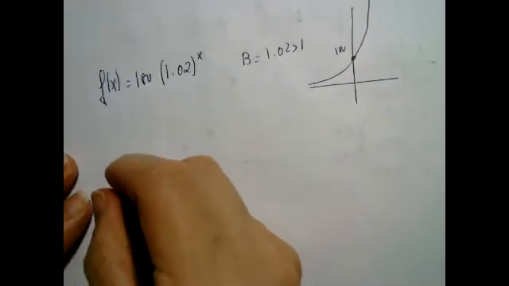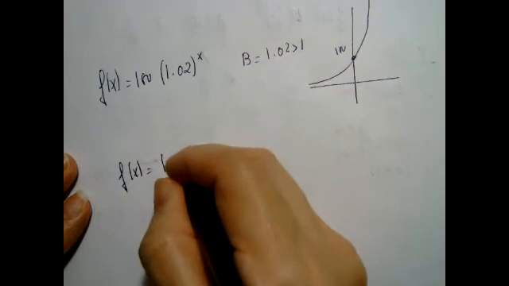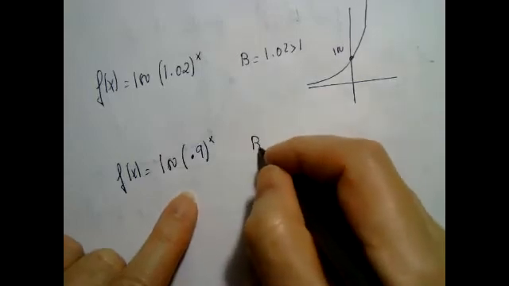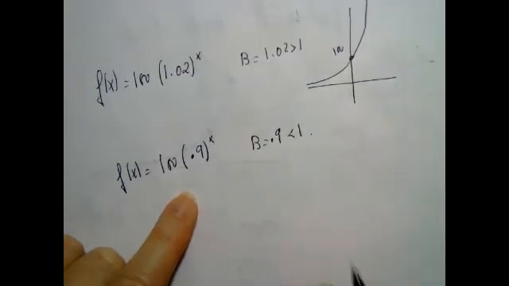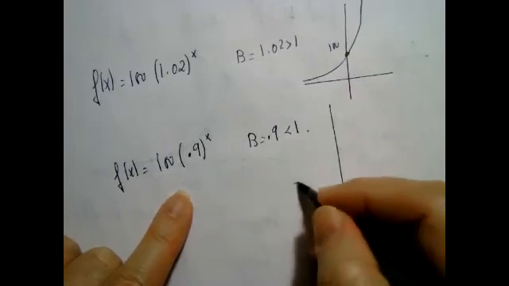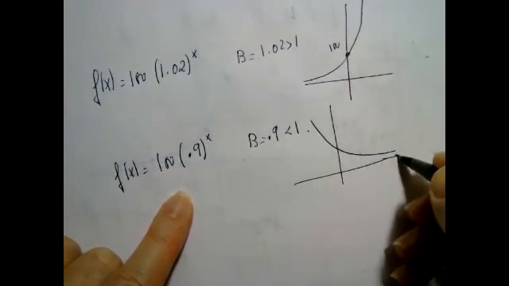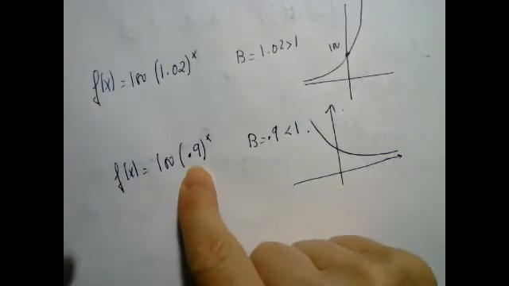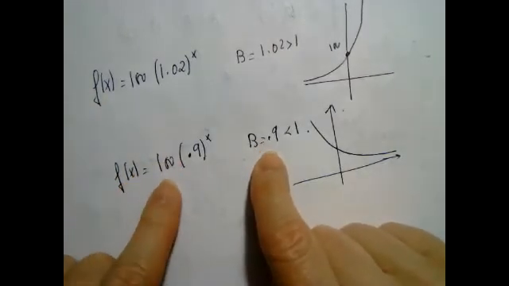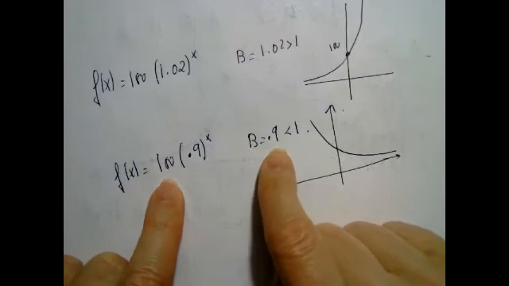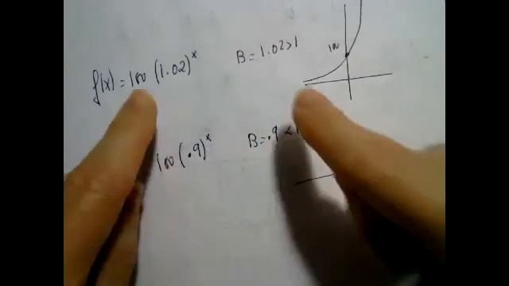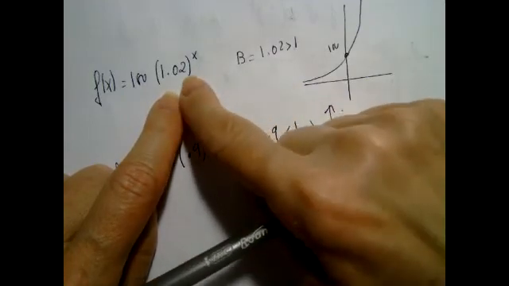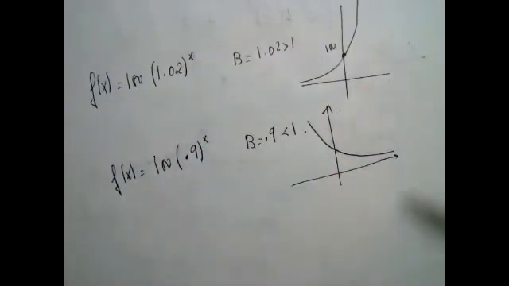If I take the same thing, but with, for example, 0.9 to the power x, the b here, the growth factor, is 0.9, which is less than 1. So the graph here is going to immediately go like that. The way you can think about it is that if the growth factor is 0.9, it represents a quantity which is decreasing by 10%. So it's going to decrease. This one, the growth factor is 1.02. This represents something which is growing by 2%. That's another way to look at it.